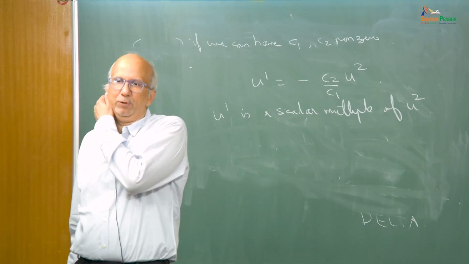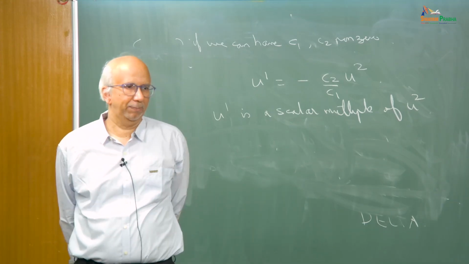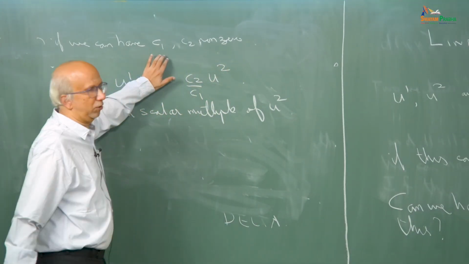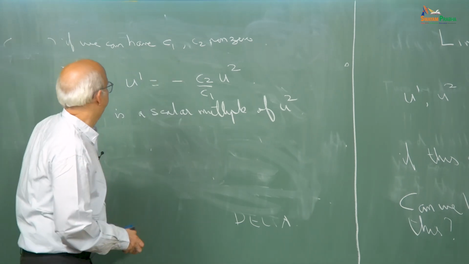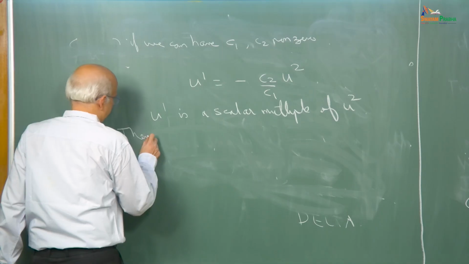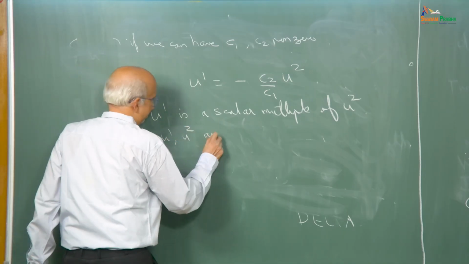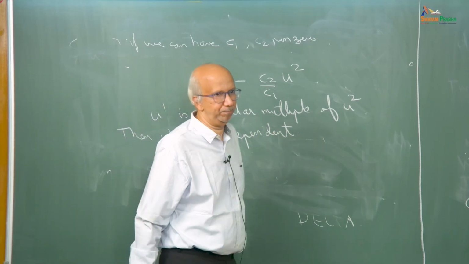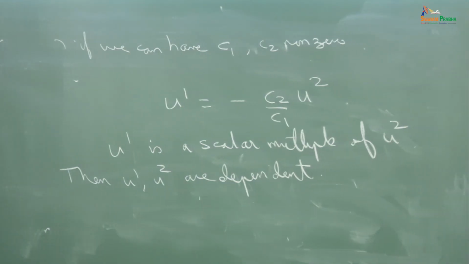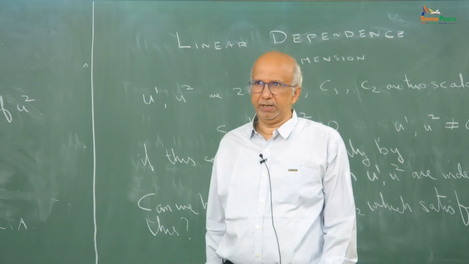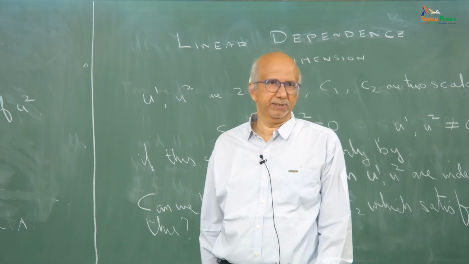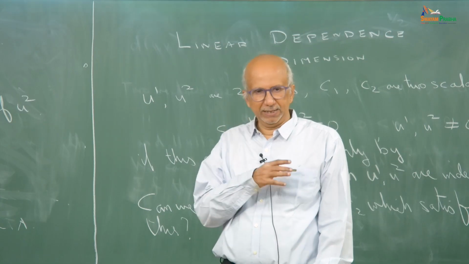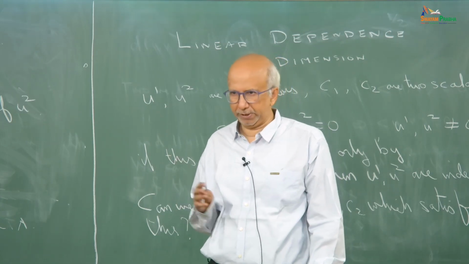So, basically if I am saying that two vectors are dependent, that means c1 and c2 are non-zero. Then u1 and u2 are dependent. So, what I have done is just illustrated this idea by taking two vectors. You can generalize it to r vectors, any set of vectors.